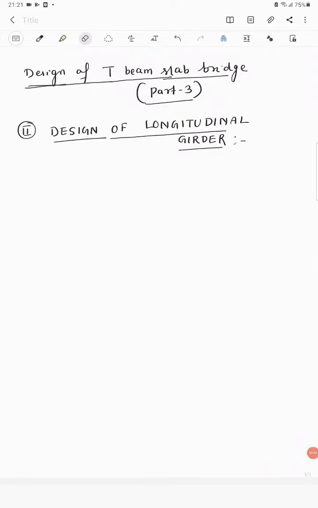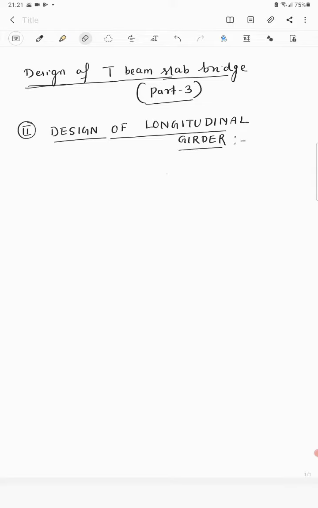Welcome everyone. So today we will start the design of this longitudinal girder, which is the second component of the T-beam slab bridge. In the previous lecture we had completed the design of the deck slab, the first component. The second component is the longitudinal girder. So let's start this design.